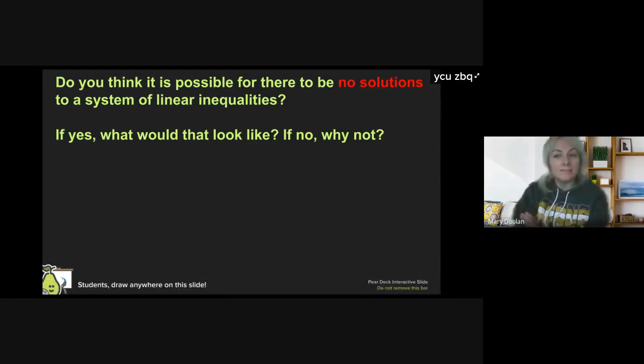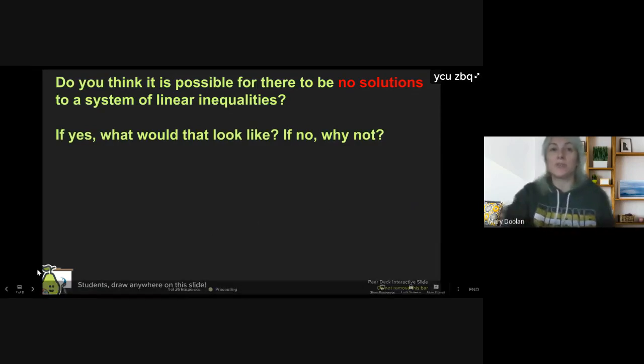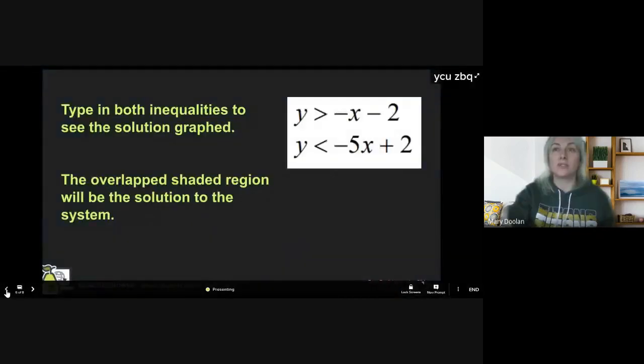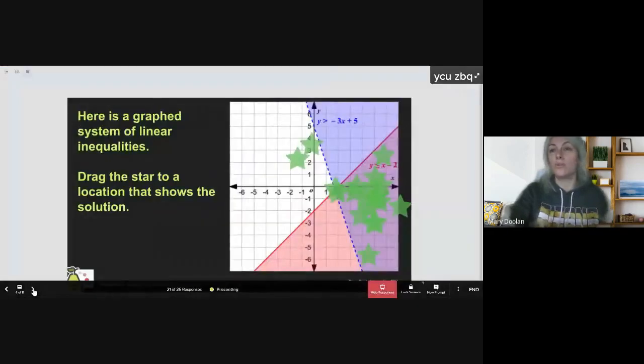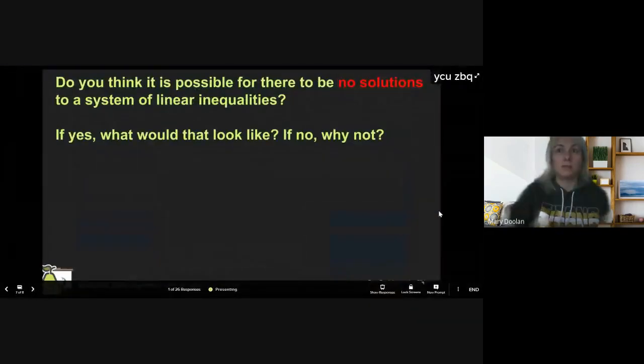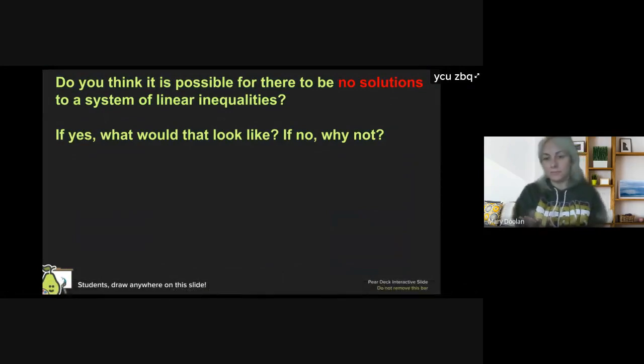Do you think it's possible for there to be no solutions to a system of linear inequalities? So what we've looked at so far is that a solution to a system is when they overlap. So can you think of some way to possibly graph two inequalities so that they don't overlap? Is that possible? If you think it's possible, draw it. What would it look like? If you don't think it's possible, explain why not.